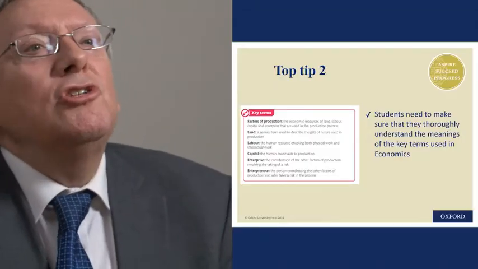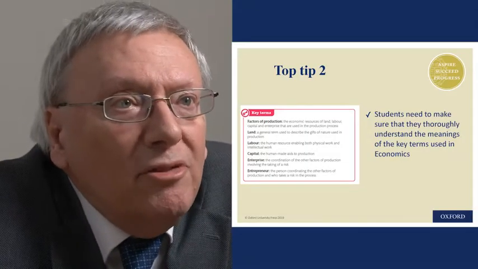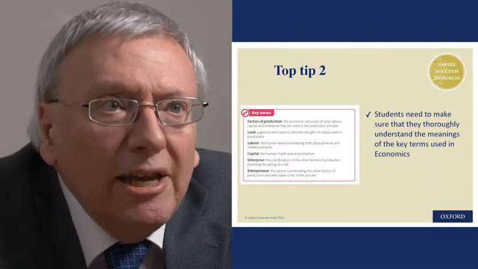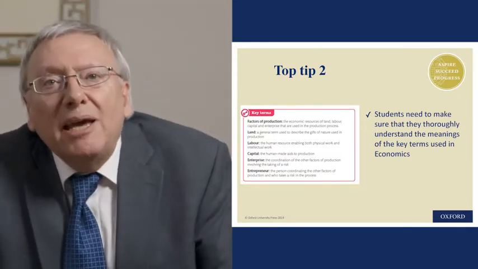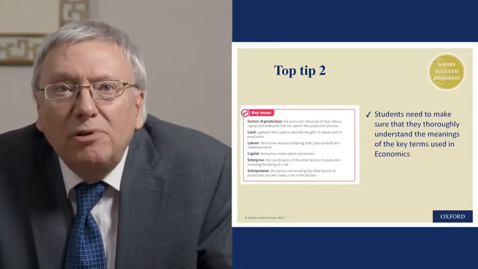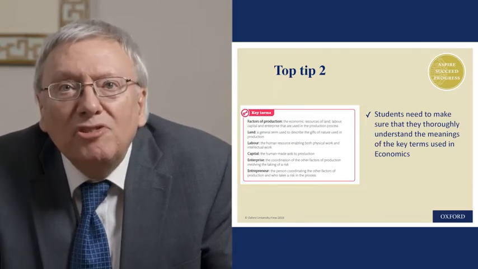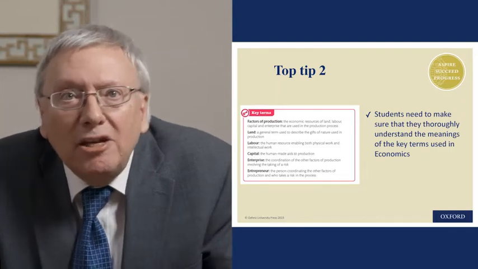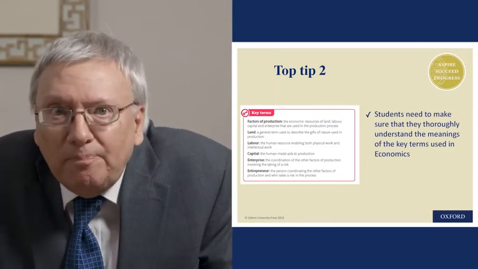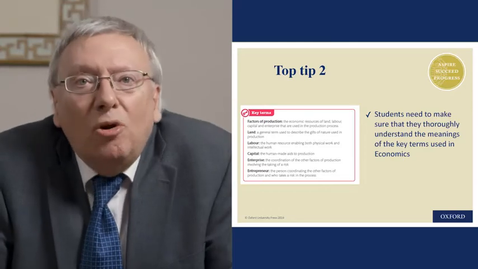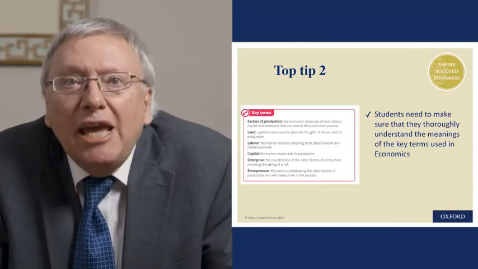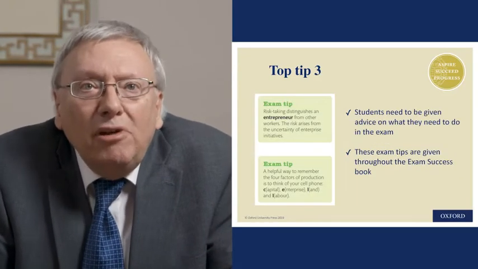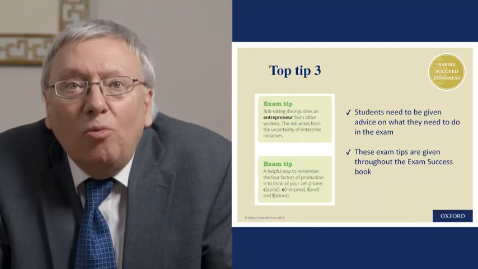Top tip 2 is that students need to make sure that they thoroughly understand the meanings of the key terms used in economics. This page from the exam success book focuses on the factors of production and includes the meanings of 6 key terms: factors of production, land, labor, capital, enterprise, and entrepreneur. The meanings of the key terms are also included in a glossary at the end of the book on pages 206 to 208.